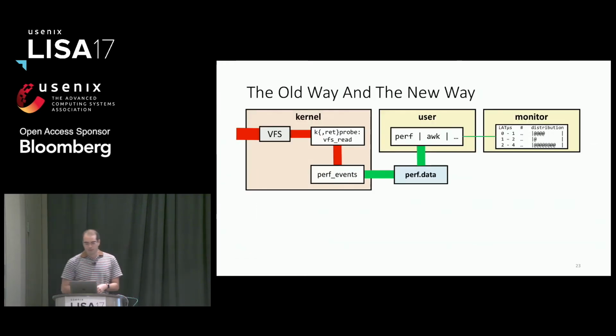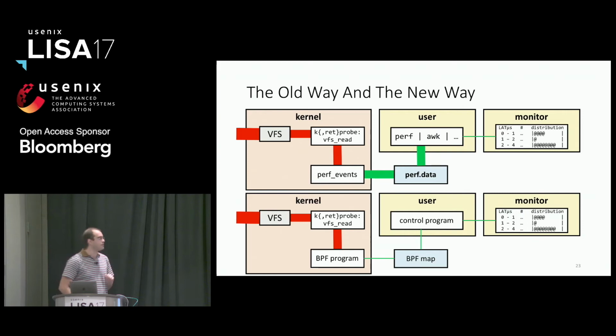Alrighty, so just to summarize, the main difference between the old way and the new way, the perf-based way and the BPF-based way, is just this one tiny thing. With the perf approach, the key strategy is that you generate lots and lots of events into a file, and then you process them in user space to generate maybe something like a histogram, which is not really a lot of data.